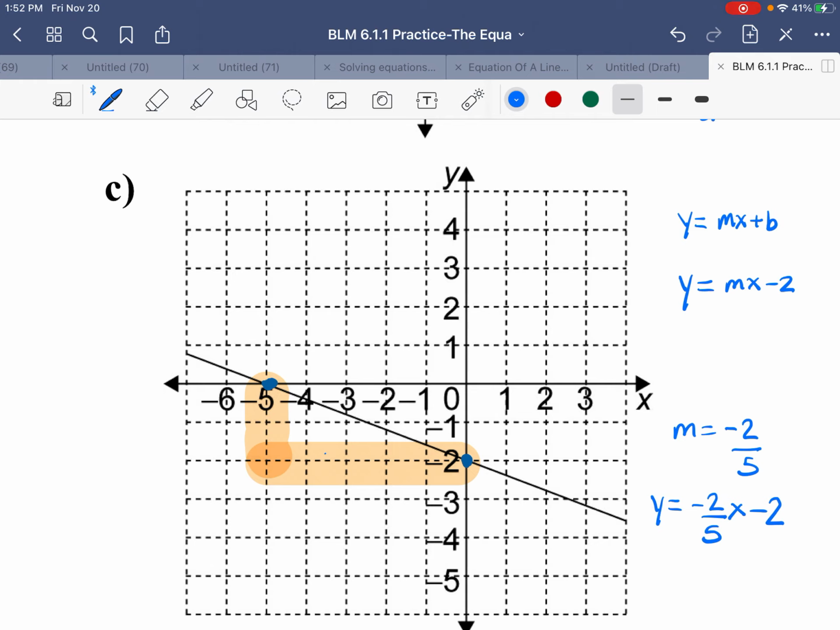Again, that negative could also be placed on the 5 if you didn't want to place it on the 2, but you can only place it once. Sometimes people like to put it right in the middle where the fraction line is, but that's up to you. Just don't put it twice. So again, that's how you create the equation of a line in slope-intercept form, or y equals mx plus b form, if you prefer that, when you are given a graph.